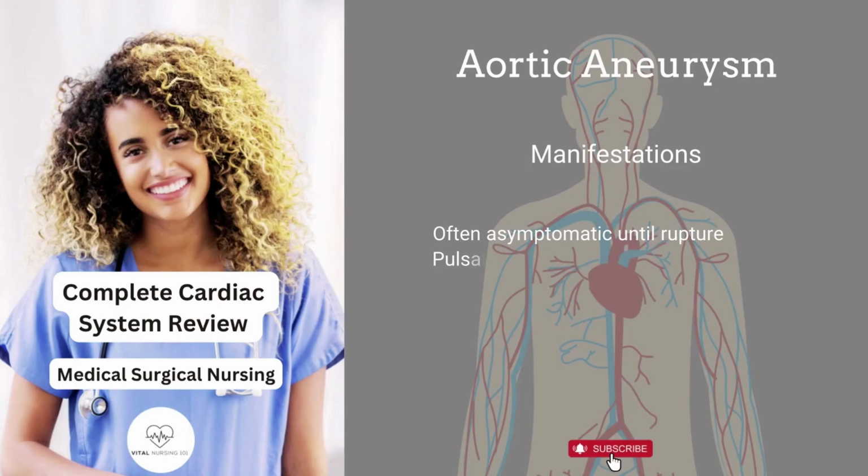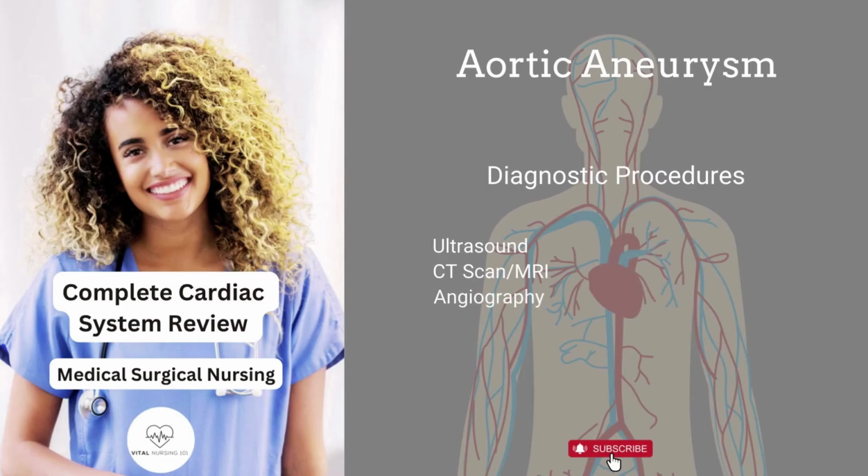Manifestations are the following: often asymptomatic until rupture, pulsating abdominal mass in abdominal aneurysms, back or chest pain in thoracic aneurysm. Symptoms of rupture include sudden, severe pain, hypotension, and signs of shock. Diagnostic procedures are the following: ultrasound for abdominal aneurysms, CT scan or MRI for detailed visualization of size and location, angiography used for surgical planning.